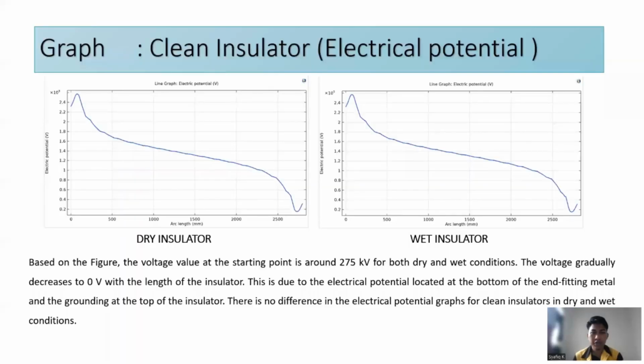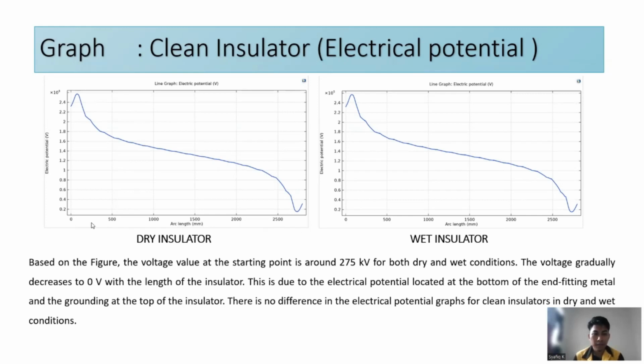So the first analysis is for the electrical potential for the clean insulator. Here is the analysis for the clean insulator in dry and wet conditions. As you can see, the y-axis refers to the electrical potential, or we call it voltage, while the x-axis refers to the arc length, which is the length of the insulator. So 0 refers to the bottom of the insulator, which is the supply voltage, around 275 kV, while over 2500 millimeters refers to the top of the insulator, which is the grounding.